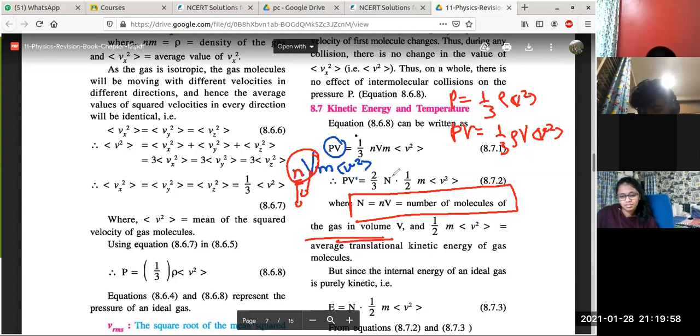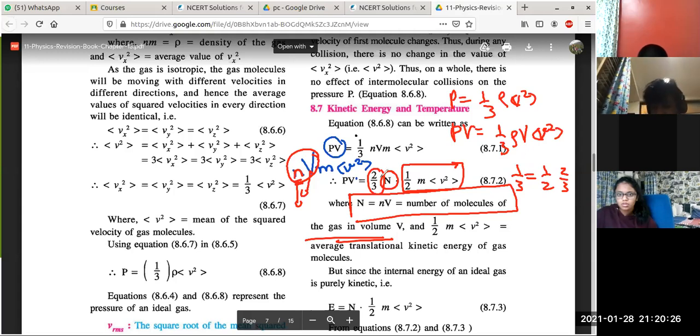Next, I wrote one third as one half into two thirds. So I put two thirds here and one half mv squared here. It's just rearrangement, nothing else. Half mv squared is the KE of each molecule, multiplied and divided by 2. Then two thirds n, and this KE. This is called kinetic energy. So PV is equal to two thirds NE. PV is two thirds NE.